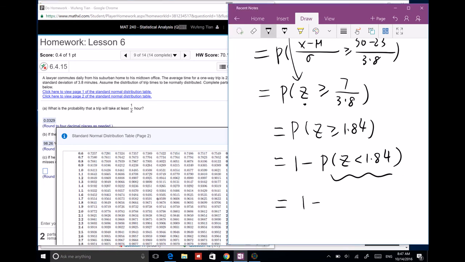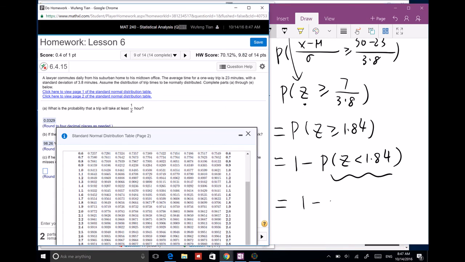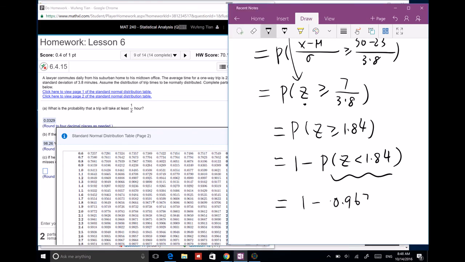1.84 is 0.9671. So 1 minus 0.9671, then you find the probability is 0.0329. That's the first answer. Okay. You find the z-score, then you use the probability distribution table.